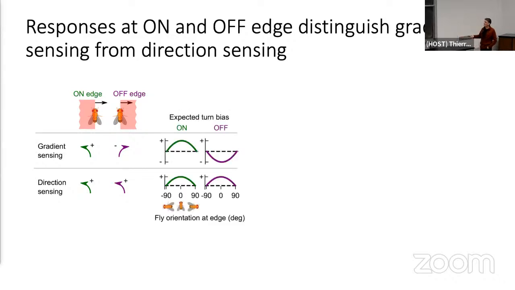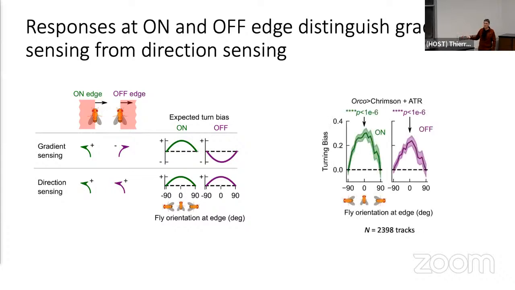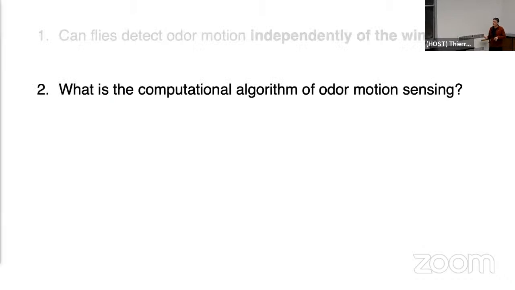And if you now project those bars and you have those flies oriented however, you can plot your data as a function of the orientation of the fly. So if the fly is already oriented perpendicular to the bar, there should be no response because the two antennae will get the same signal. But if it's oriented this way, like here, you should see an opposite response if you're gradient sensing, but the same response if you're motion sensing. And the data is very clear in this case. They really respond to the motion, both at the on edge and the off edge. Okay? So now the next question was, what is the computational algorithm that the flies are using to detect this motion?